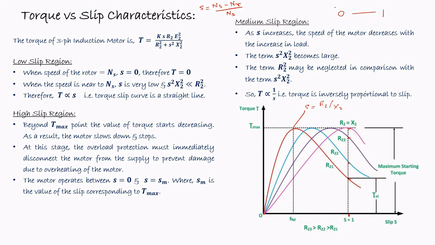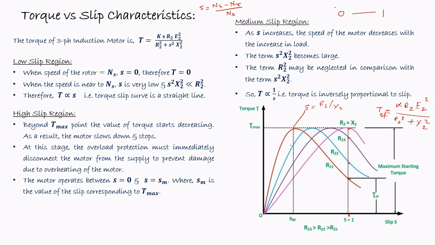We have already seen the formula of the starting torque, where T will be equal to K R2 E2 square by R2 square plus X2 square. This is the starting torque. So here, when the value of S is equal to 1, we will get the starting torque. Here it is the maximum torque region. This line is maximum torque. Remember one thing, for a particular three-phase induction motor, the maximum torque is always constant.